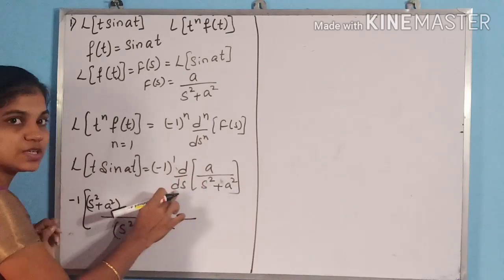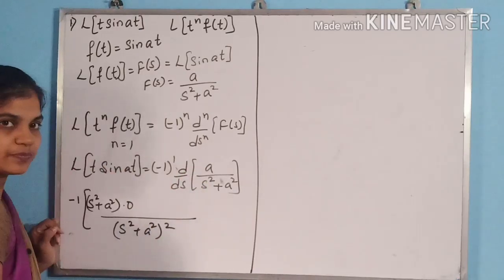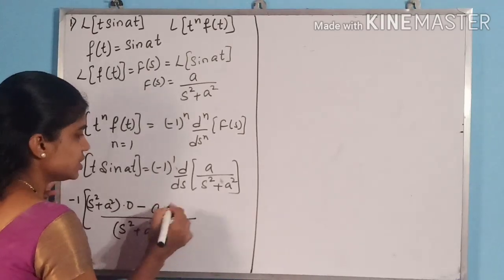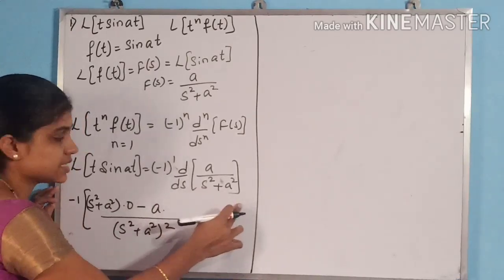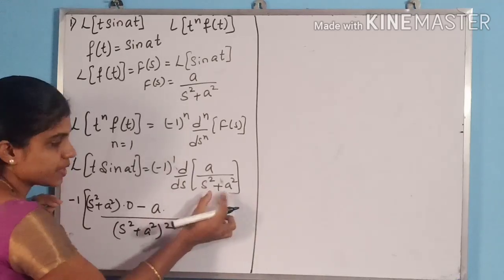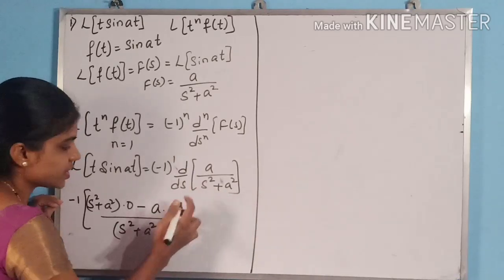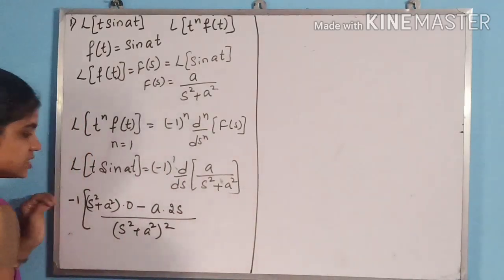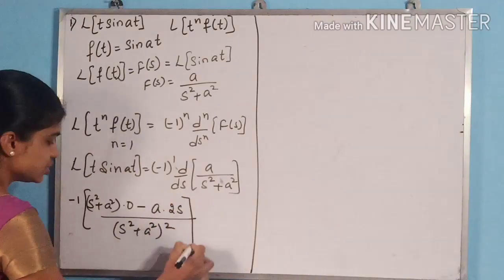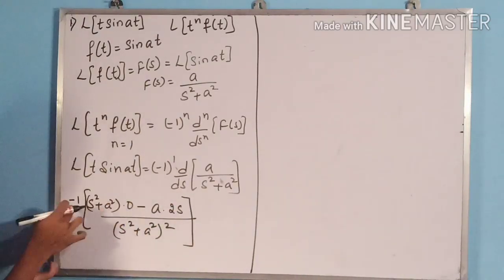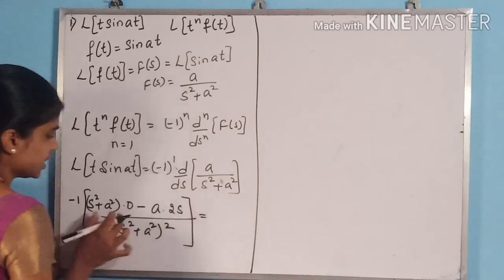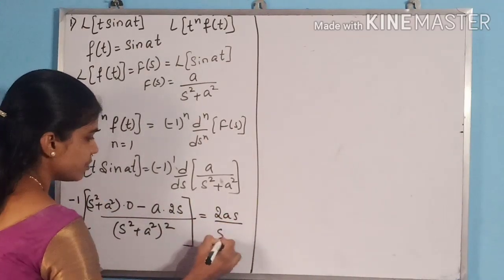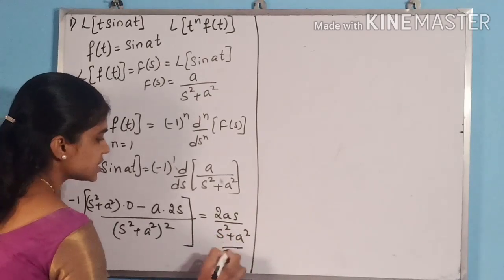Differentiation of a with respect to s is 0 because it's a constant, minus a into differentiation of s square plus a square. Differentiation of s square is 2s, and since a is a constant, again it is 0. So I have minus 2as. Minus into minus is plus. This is 0. So minus into minus is plus. So I have 2as upon s square plus a square, right?